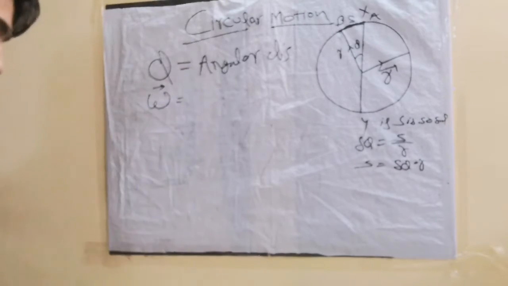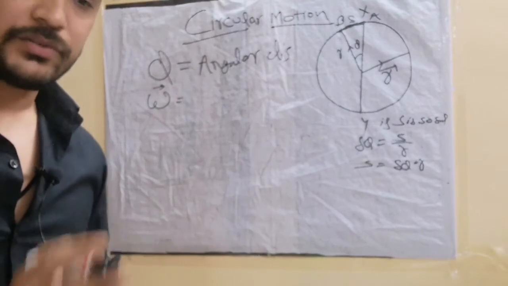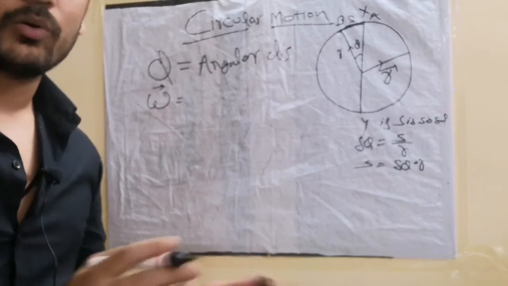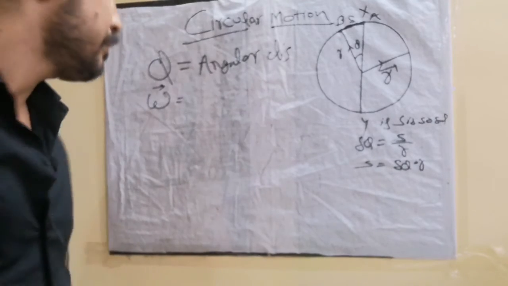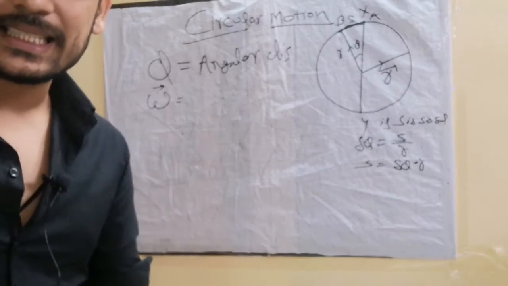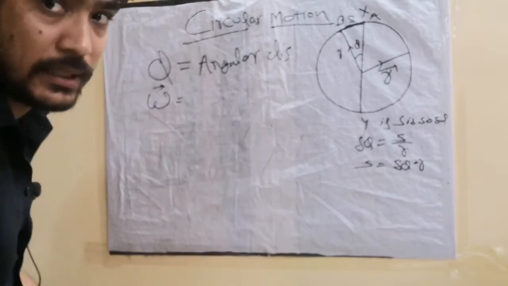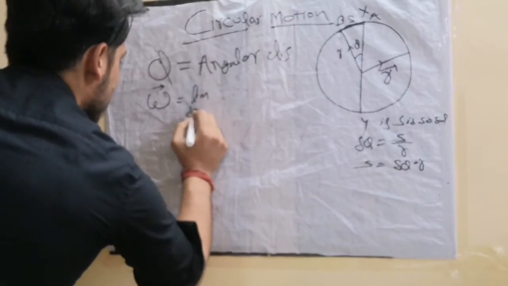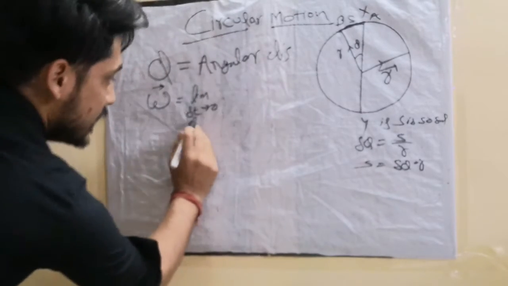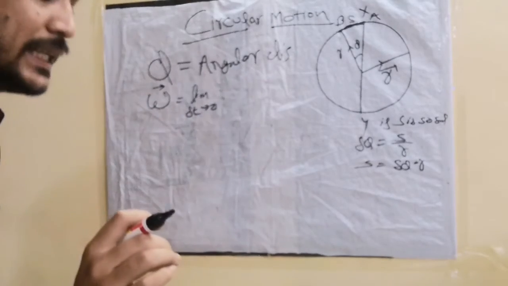So what is angular velocity? The definition of angular velocity is the time rate of change of angular displacement in the limiting case. Why did I say limiting? Because it's instantaneous, it's so small, so we are taking it for a small sector. Limit delta t tends to 0, this is limiting.